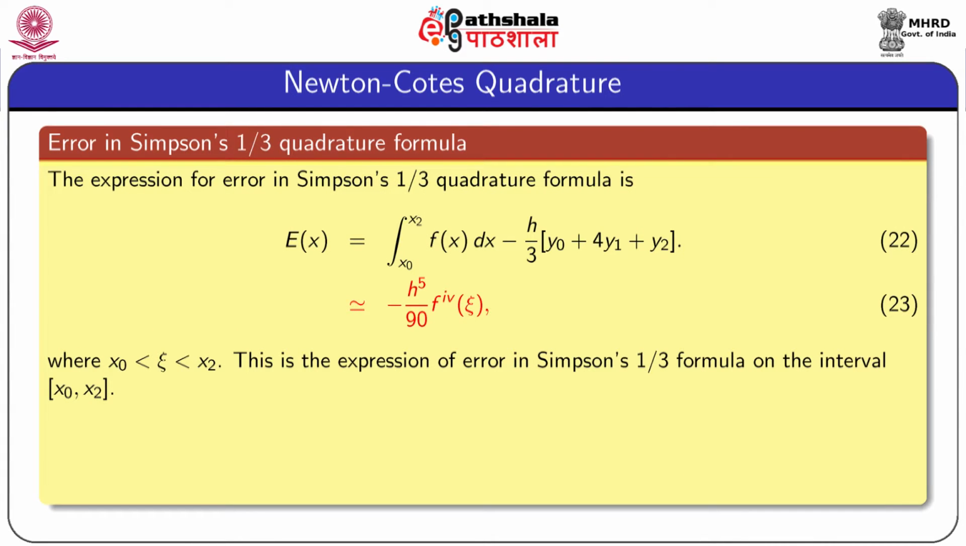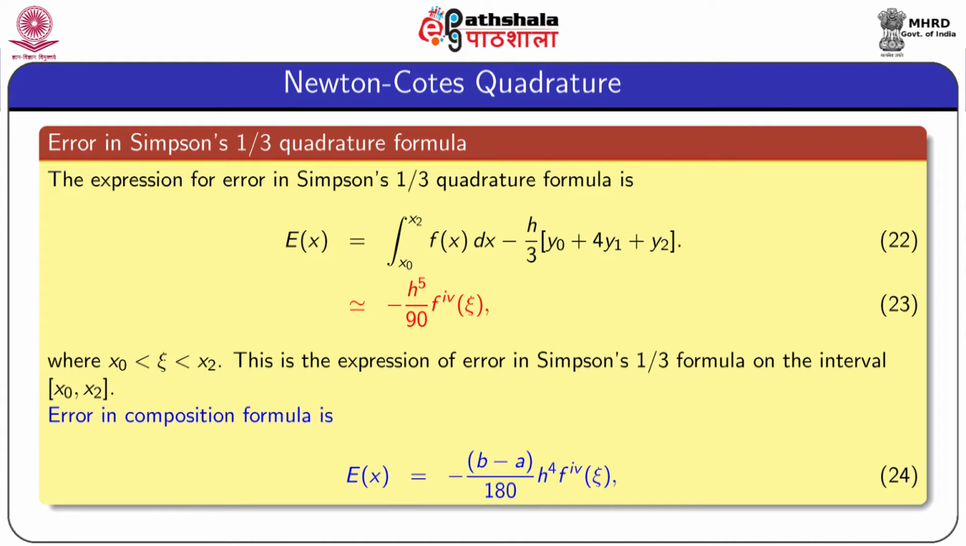The expression for error in Simpson one-third formula is calculated below. Ex equal to the difference between the exact value of the integration and the approximate value obtained by Simpson one-third formula. After simplification, that means after expansion by Taylor series, we obtain the error Ex equal to minus h to the power 5 by 90 times the fourth derivative of f at xi. That means equation 23 gives the error in the basic Simpson one-third formula, where xi lies between x0 and x2. And for the composite Simpson one-third formula, the expression of error is given by equation number 24.